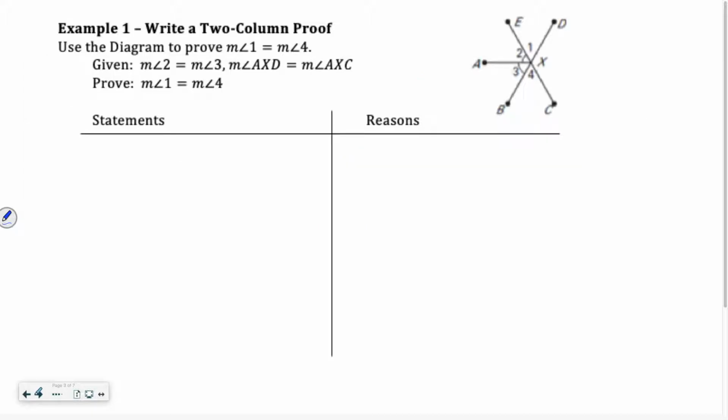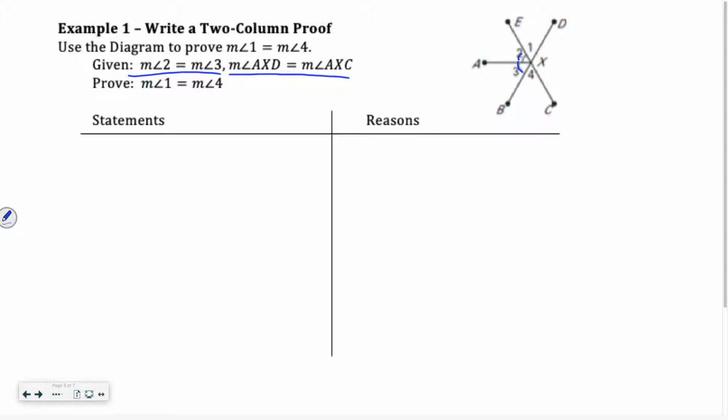So our first example is a four-step proof. We have a picture over in the right corner, and it asks us to use the diagram to prove that the measure of angle 1 is equal to the measure of angle 4. In the picture, you can see that two of those angles are congruent. Angle 2 and angle 3 are equal to each other. So that is given to us. They tell us the measure of angle 2 is equal to the measure of angle 3. They also tell us the measure of angle AXD is equal to the measure of angle AXC.